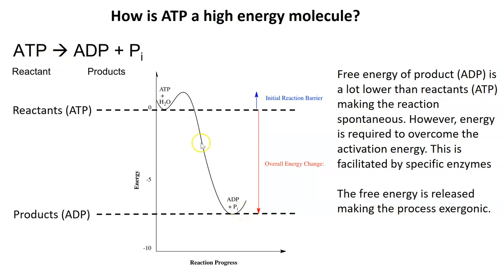So this reaction is spontaneous, but with the help of enzymes, we can lower the activation energy to make this process much quicker. Again, it's an exergonic process. So we take some of the energy from ATP to produce the product ADP, but in the process, you're also producing heat as well. So it's an exergonic process.